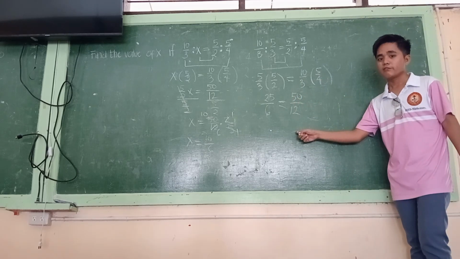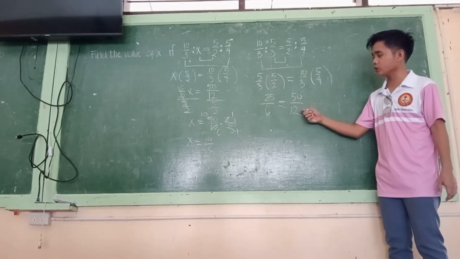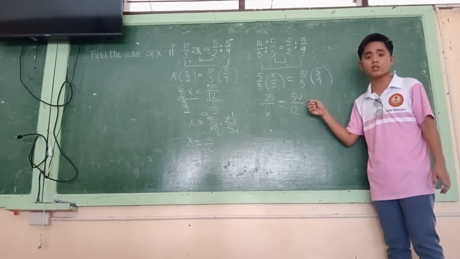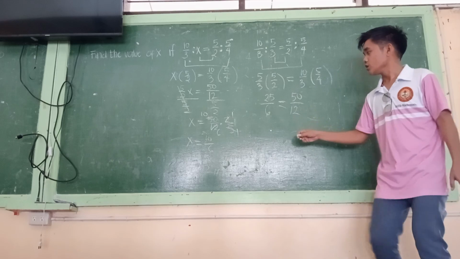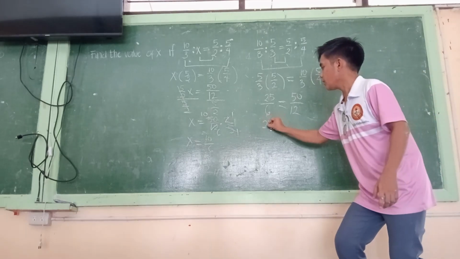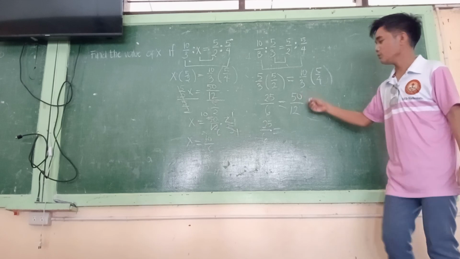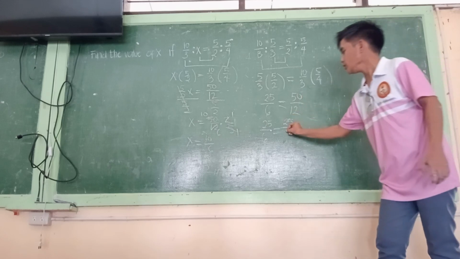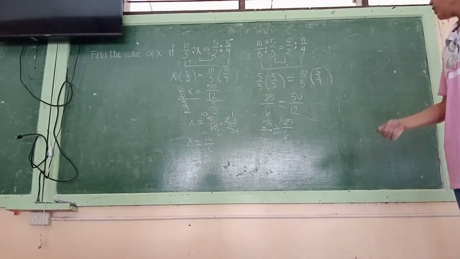Is that the final answer? Not yet, because 50 over 12 can still be reduced. The common factor for these two numbers is 2. So we write 25 over 6 is equal to 50 divided by 2 is 25 and 12 divided by 2 is 6. So therefore, the value of our x is correct.